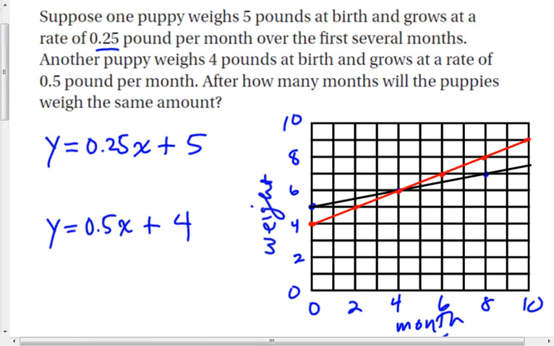And I can see that right here, they both weigh the same amount, and that's after 4 months. So we can answer this question now. After 4 months, they will weigh the same. All right, you try that.